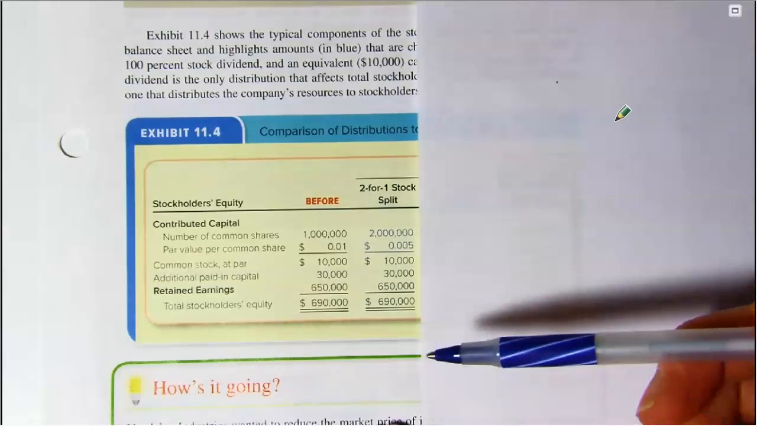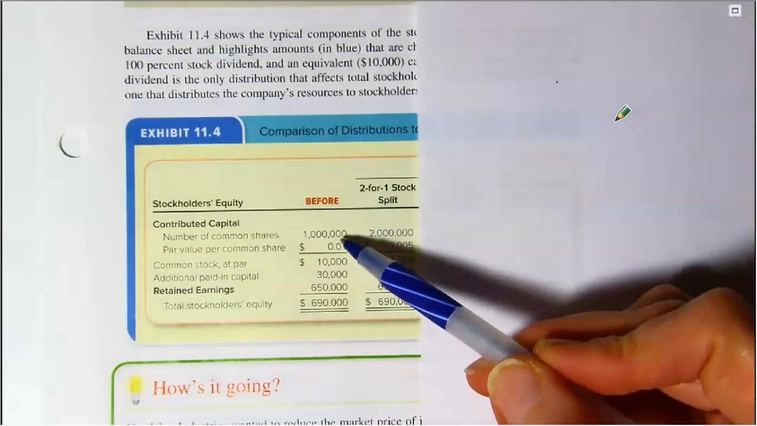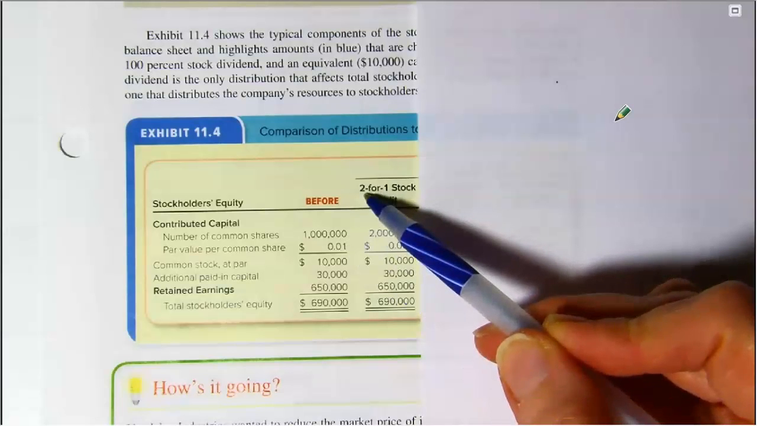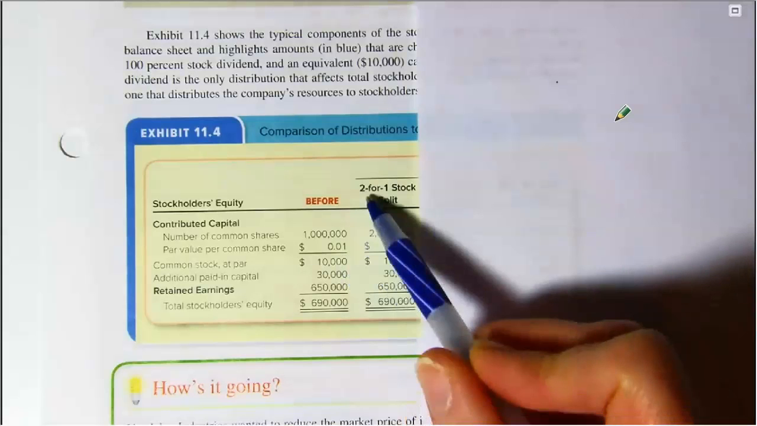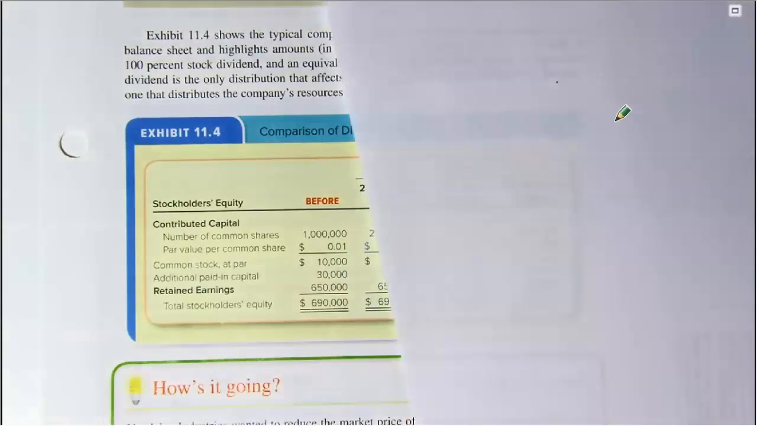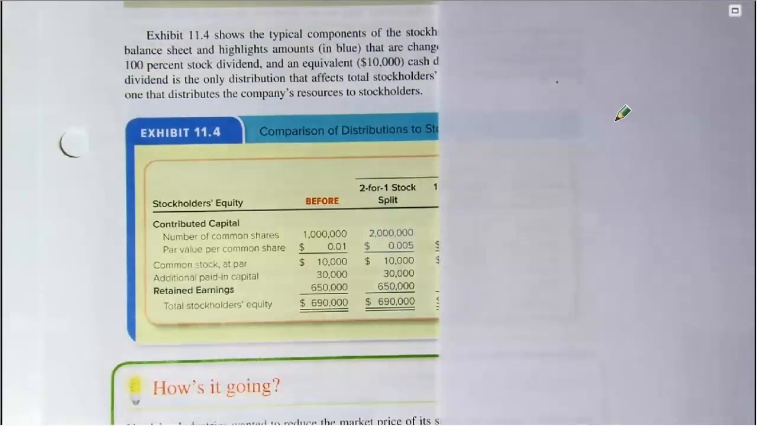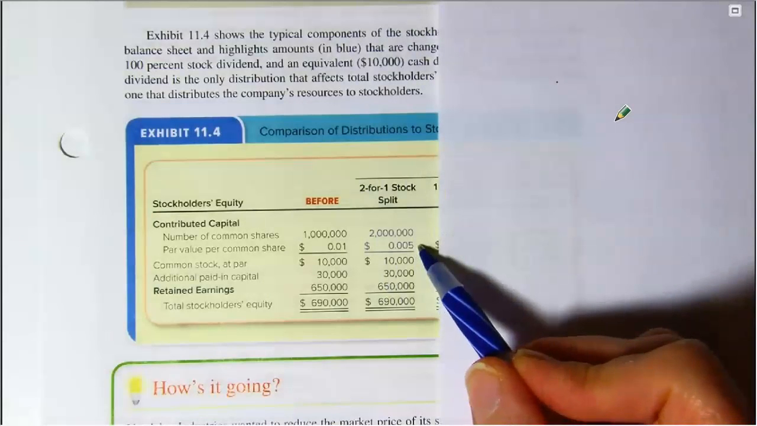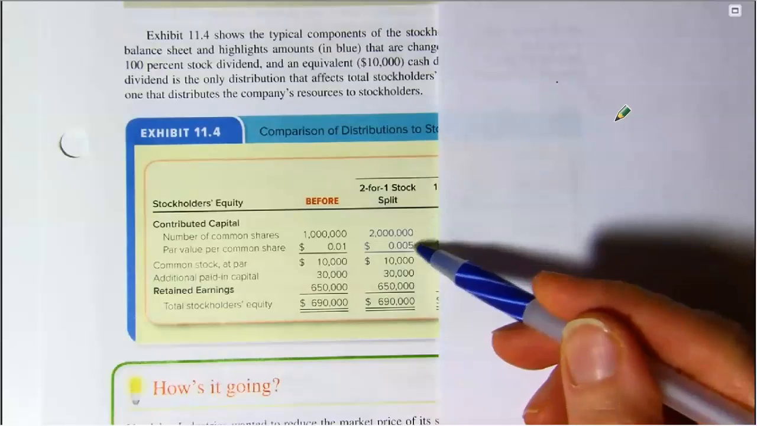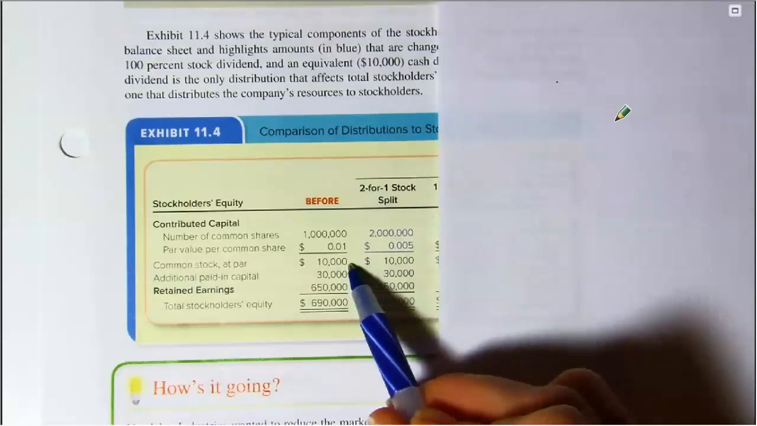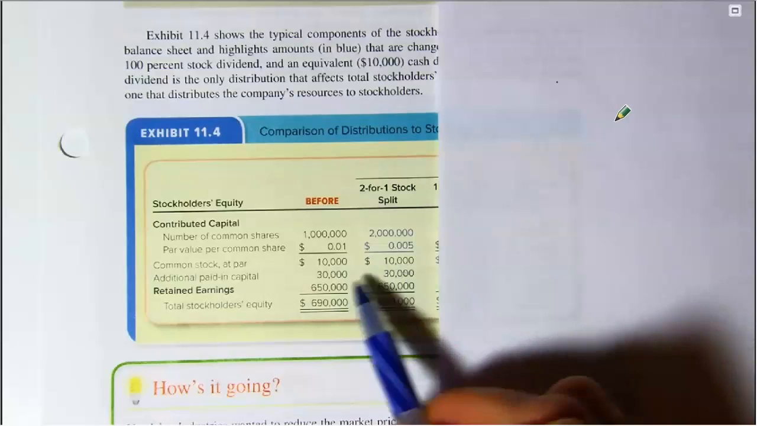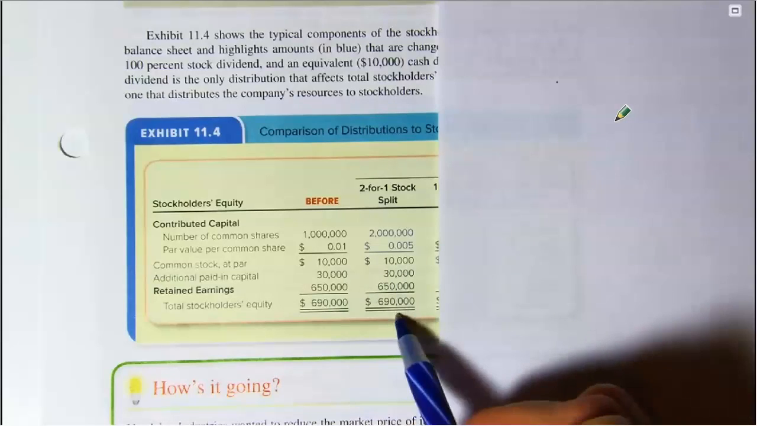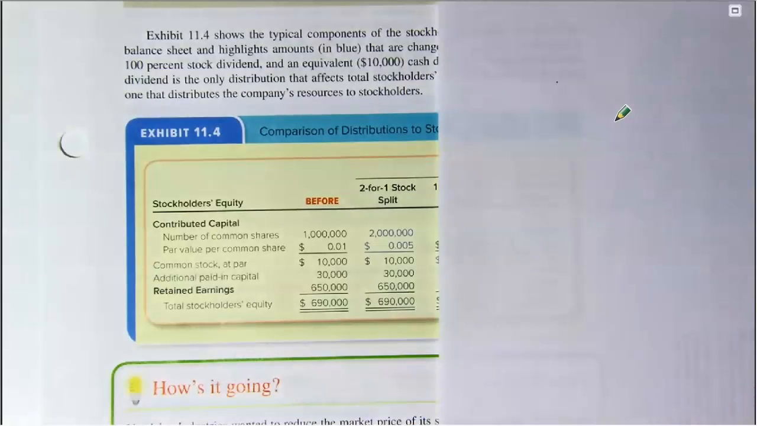If you had a 2-for-1 split, what you do is take the number of shares multiplied by 2 and get 2 million. Then you take the par value and divide by 2 and you get half a penny, half of 1 cent. But notice when you multiply that out, the common stock account balance stays the same. So does the additional paid-in capital, so does the retained earnings, so does the total. In other words, the stock accounts do not at all change.